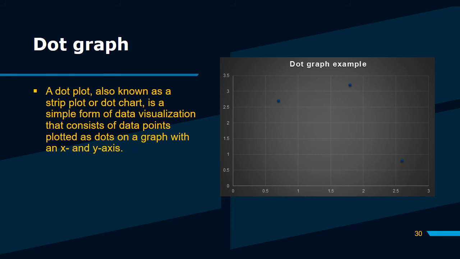And lastly is a dot graph. A dot plot, also known as a strip plot or dot chart, is a simple form of data visualization that consists of data points plotted as dots on a graph with an X and a Y axis.